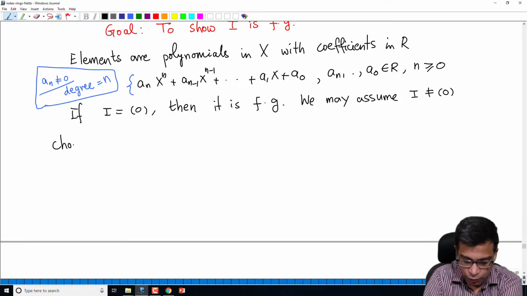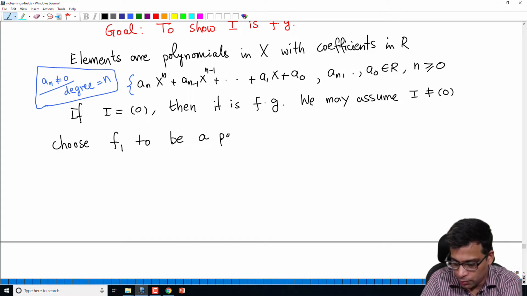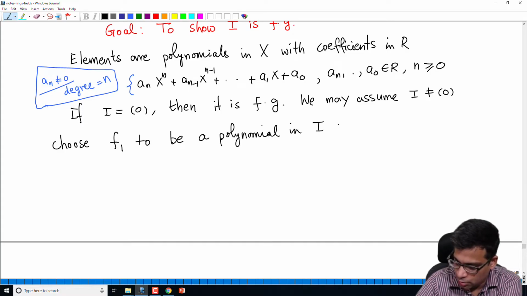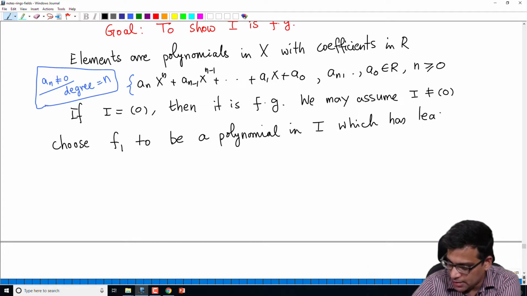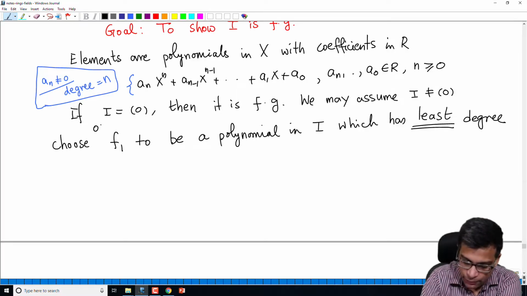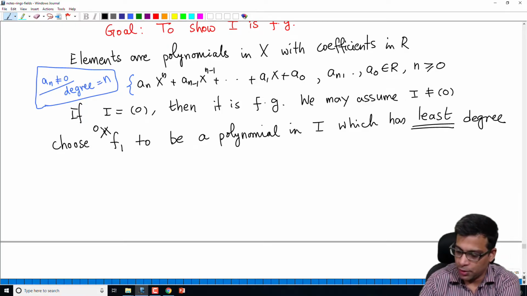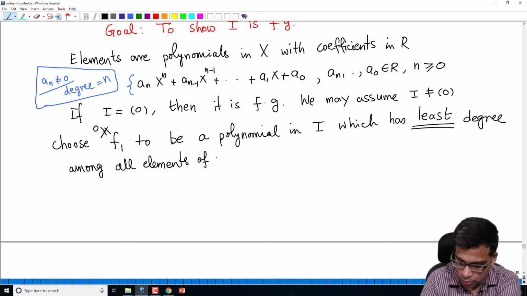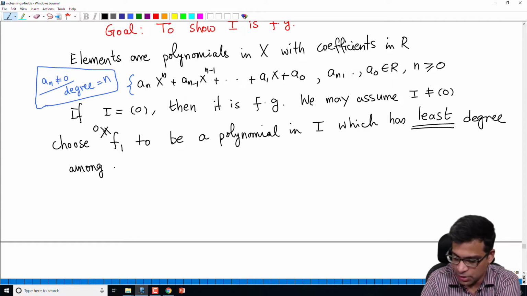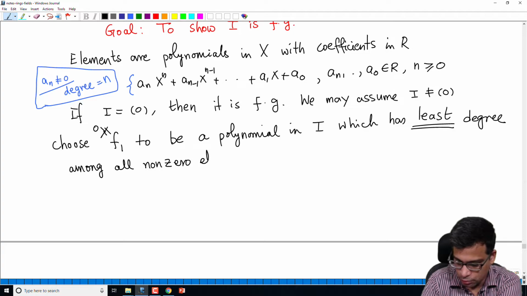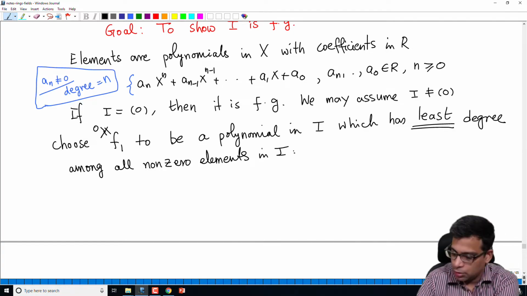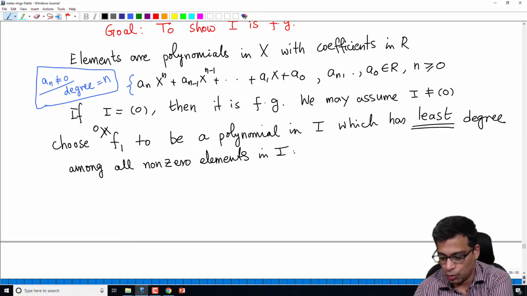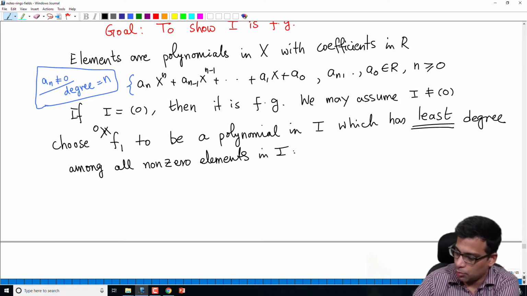So choose f1 to be a polynomial in I which has least degree among all non-zero elements in I. So f1 is non-zero. Of course, you can avoid separating out non-zero elements by declaring the degree of the zero polynomial to be 0. But I want to take the polynomial which has least degree among all non-zero elements, so I remove the 0 element.